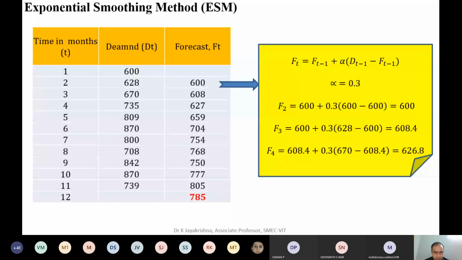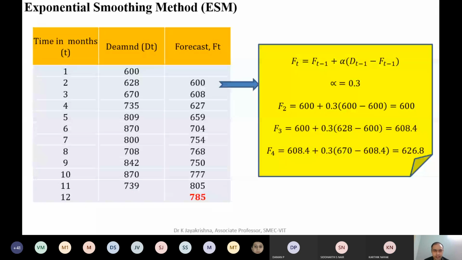Sir, could you explain how Ft minus 1 is 600 again? For the first case, F2. Listen carefully. When I wanted to calculate the forecasted demand for the second month, I don't have the data for the previous month, right? I don't have the forecasted demand for the previous month, correct? So what I'm doing, I'm taking the actual demand for the first month as 600. I'm also taking the forecasted demand as 600. I'm assuming both the forecasted demand and the actual demand of the first month is 600. That's why I'm substituting the forecasted demand as 600 and the actual demand also as 600. Okay, are you clear?